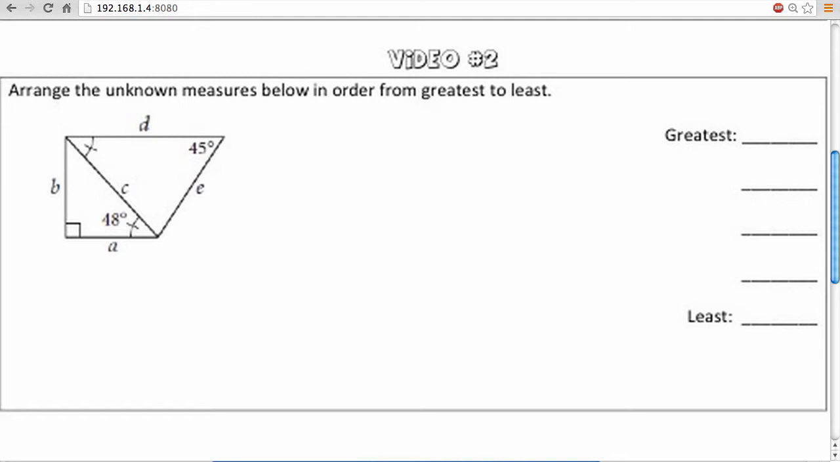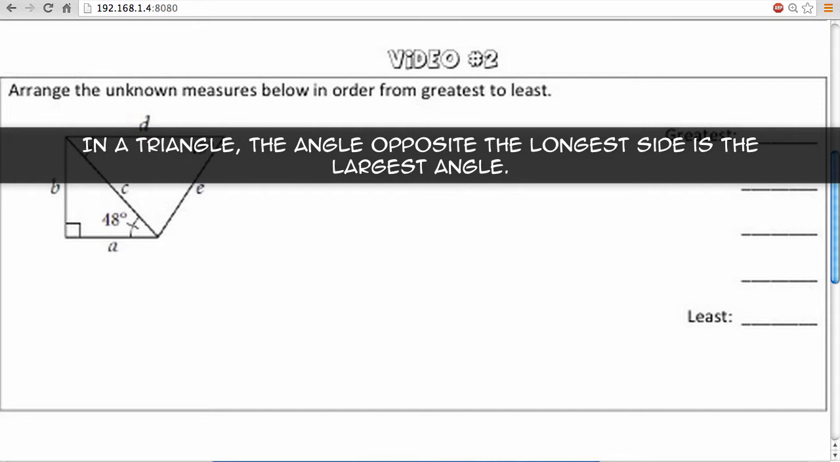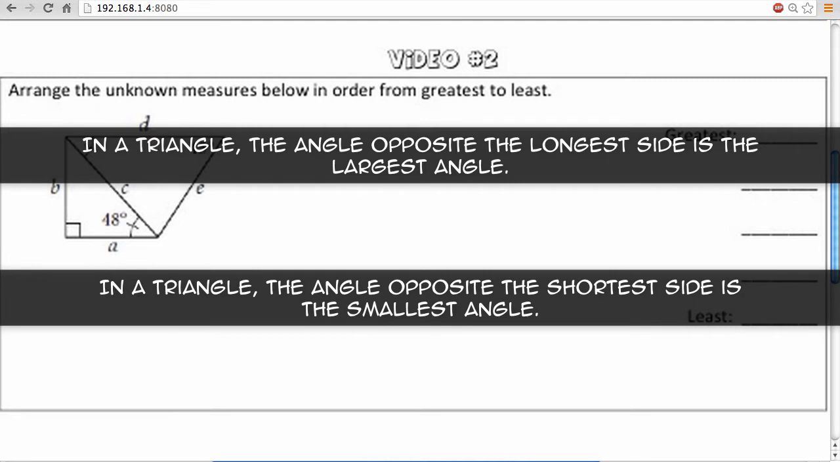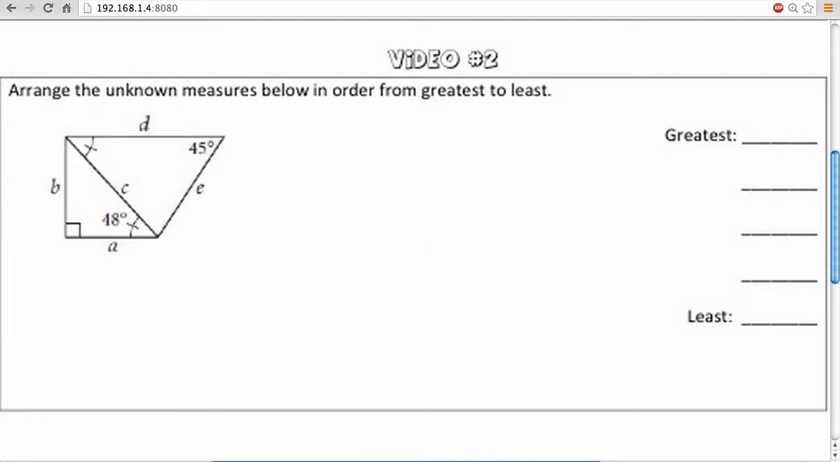Now, if you recall, the side angle inequality conjecture stated that in a triangle, the angle opposite the longest side is the largest angle. Additionally, in a triangle, the angle opposite the shortest side is the smallest angle. So that's going to help us here. We're going to look for the biggest angles, and then the sides across from them will be the biggest sides, and then the smallest angles will be across from the smallest sides.